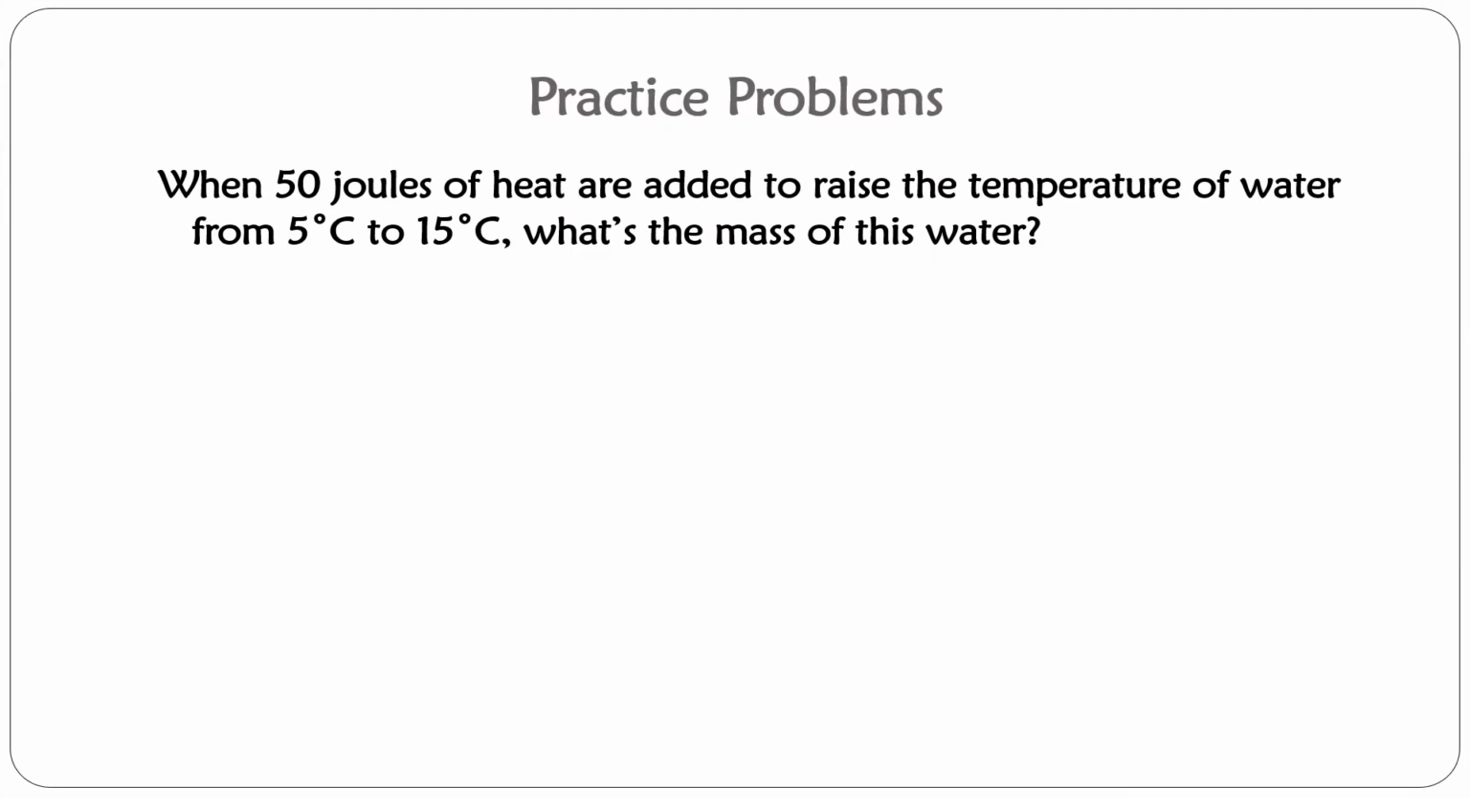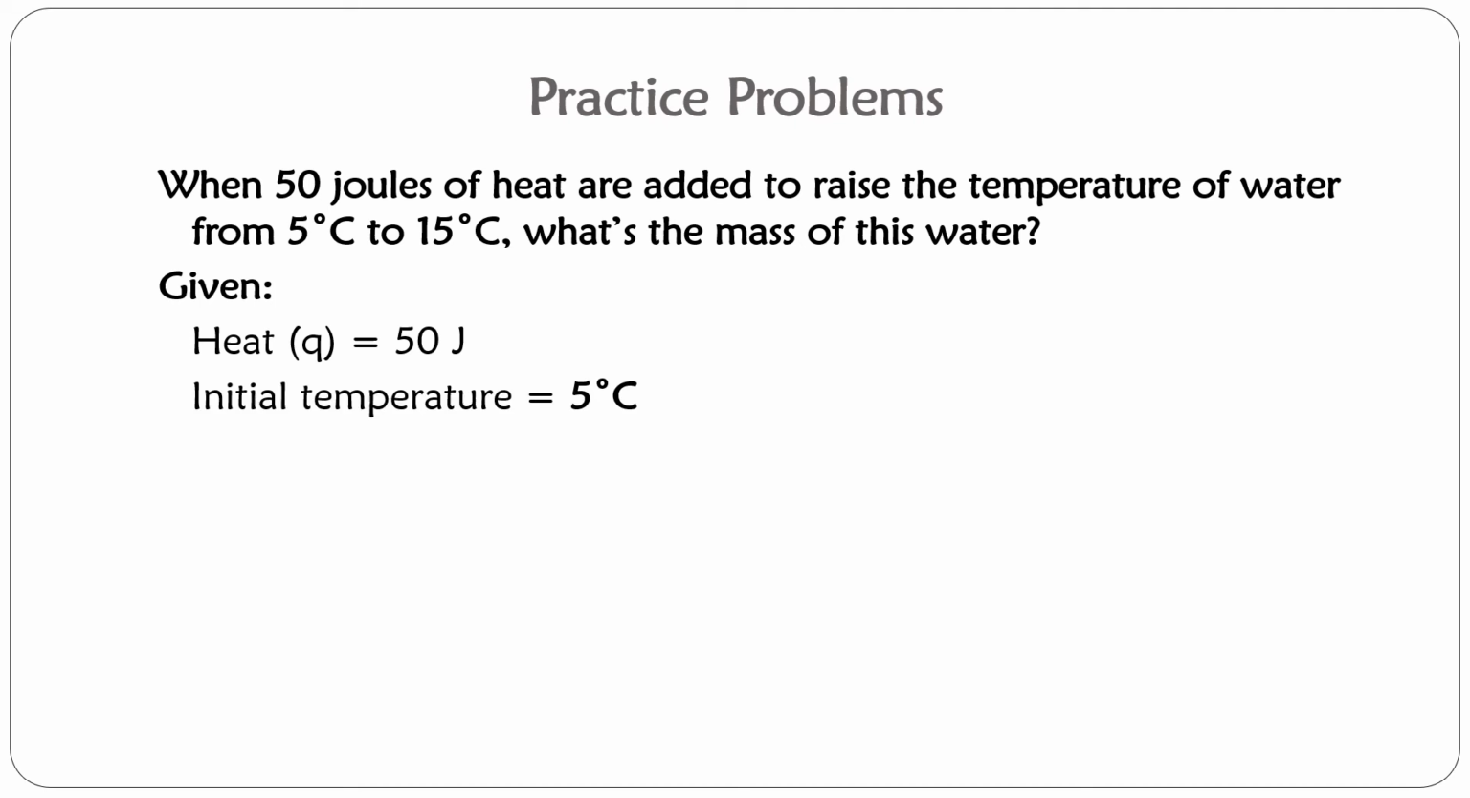Okay, now another type of question that you can get is when 50 joules of heat is added to raise the temperature of water from 5 degrees Celsius to 15 degrees Celsius, what's the mass of this water? So once again, we start with what's given. We know the heat is 50 joules, the initial temperature is 5 degrees Celsius, and the final temperature is 15 degrees Celsius. But once again, we'll go ahead and convert our degrees Celsius temperatures into Kelvin.